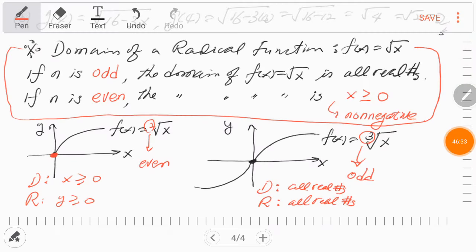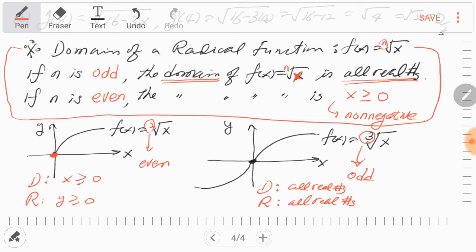Okay, here is the domain of radical functions. Let's say f of x equals the square root of x or the cube root of x. Now the index n, the nth root of x. So if n is odd, do you remember the last time? If the index is odd, then the radicand x can be any real number. The domain is the set of all x values, the input values. So if n is odd, x can be any real number. It doesn't matter, positive or negative.